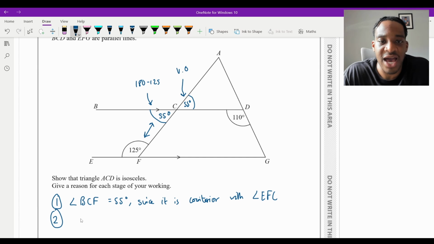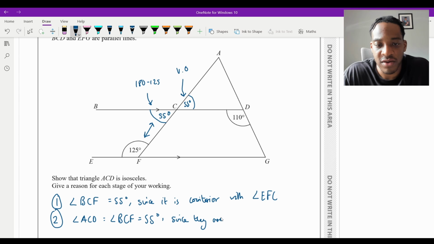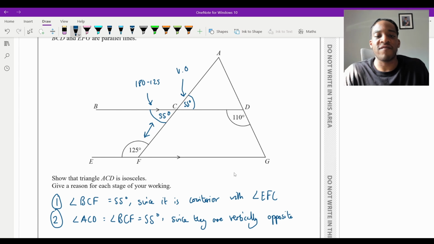And I'm going to say that the angle ACD is equal to angle BCF, which is equal to 55 degrees. They're both 55 since they are vertically opposite. Okay, now we have that one.